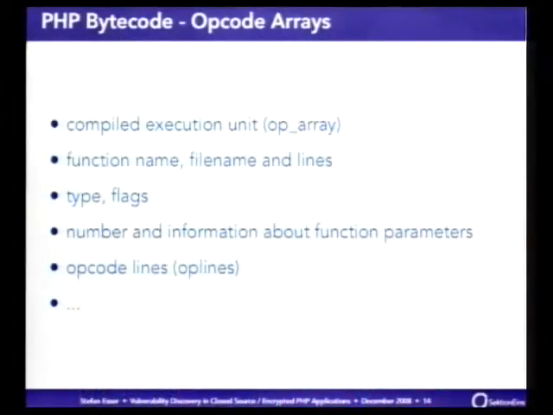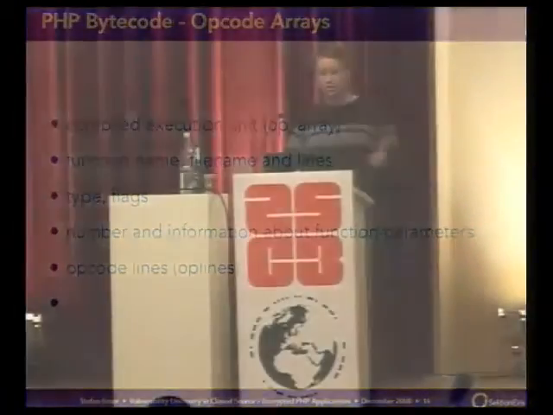And of course, there is also information about the function parameters. So within the opcode array, there's a table of allowed function parameters with their default values, with their type hints, if there are any, and of course, there's also the number of minimal needed parameters and the maximum number of parameters stored within the opcode array. And last but not least, there's of course the bytecode, which is stored in op lines, which are the opcode lines, and I will come to that now.